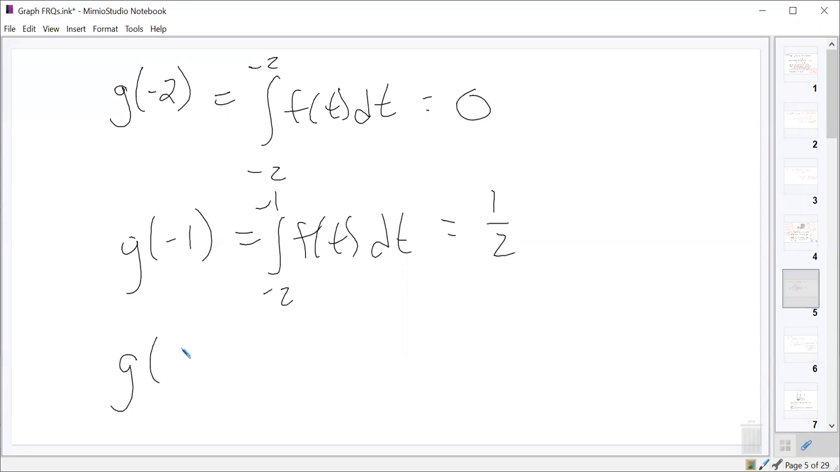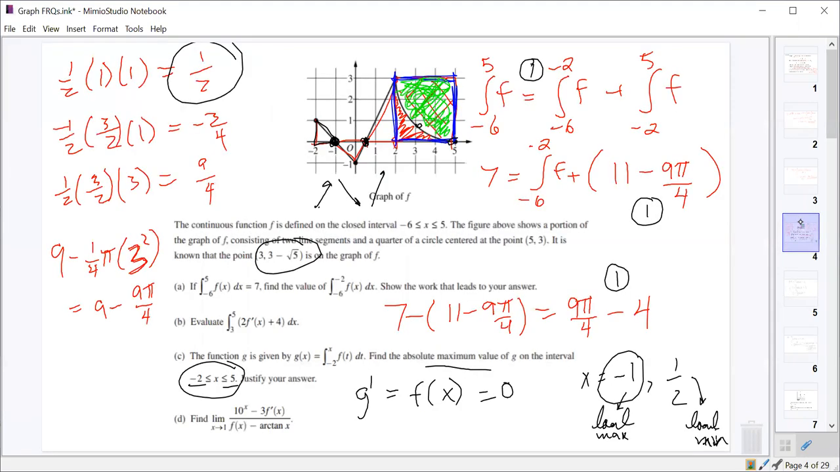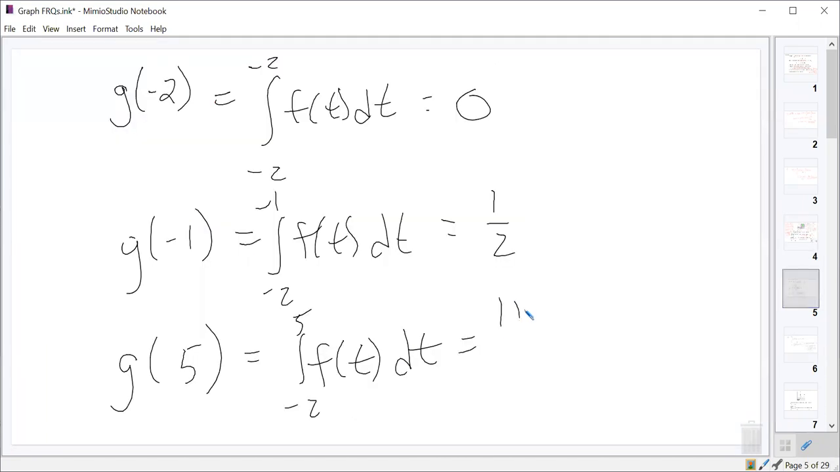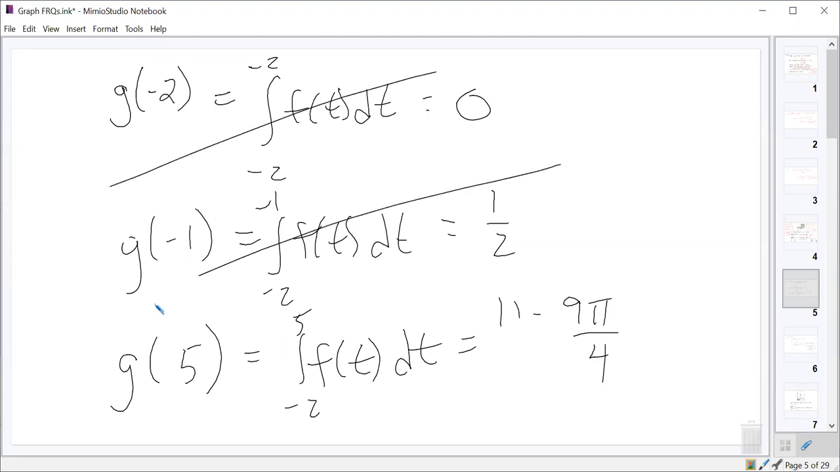And then our value at g of 5, which we also already found, right? Didn't we find the integral from -2 to 5 of f of t dt earlier? The integral from -2 to 5 of f was this, right? 11 minus 9 pi over 4. You all agree with that? Which one of these is the biggest? Not that one. Not that one. This one. Absolute max is 11 minus 9 pi over 4.